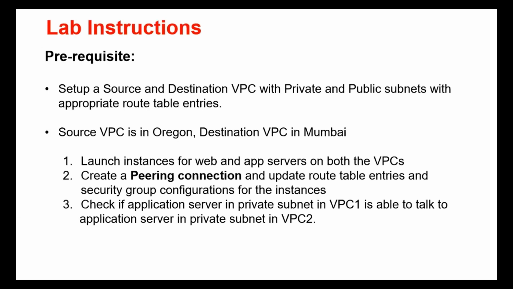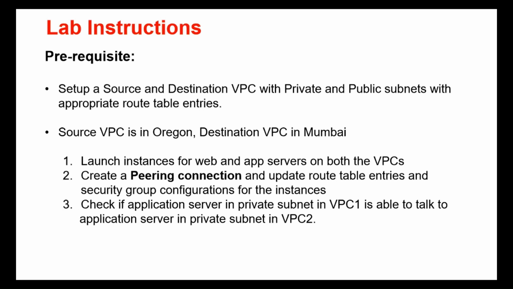Now what is a prerequisite for this VPC peering? We need to have two VPCs. There should be a VPC on the source region, and there should be a VPC on the destination region, which we need to peer, and they need to have their respective public and private subnets with the EC2 instances launched, and there should be appropriate route table entries. So that would be the prerequisite for this lab.